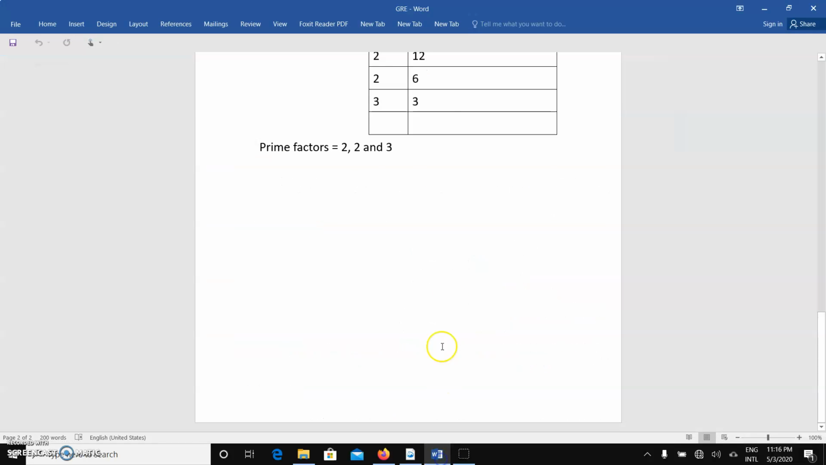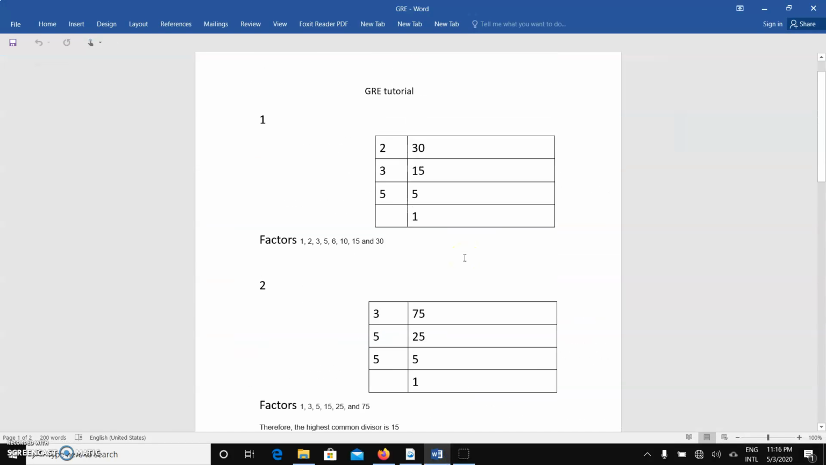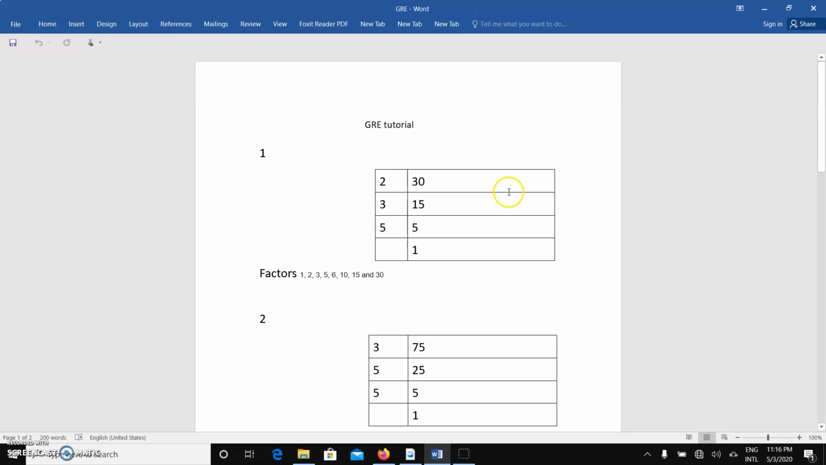Now let me show you an example of how to get prime factors. Let's say this is 30. The question is to look for the prime factors of 30. 2 times 15, 3 times 5, and 5. Now the prime factors of this will be 2, 3, 5.